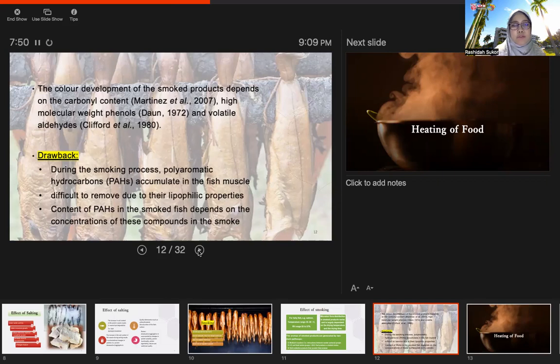So if we have food compounds that have highly lipophilic or hydrophobic components, most of the PAH will be produced and accumulated. The content of PAH in the smoked fish will depend on the concentration of this compound in the smoke, because smoke will produce this PAH, which is captured and accumulated in the fish muscle.